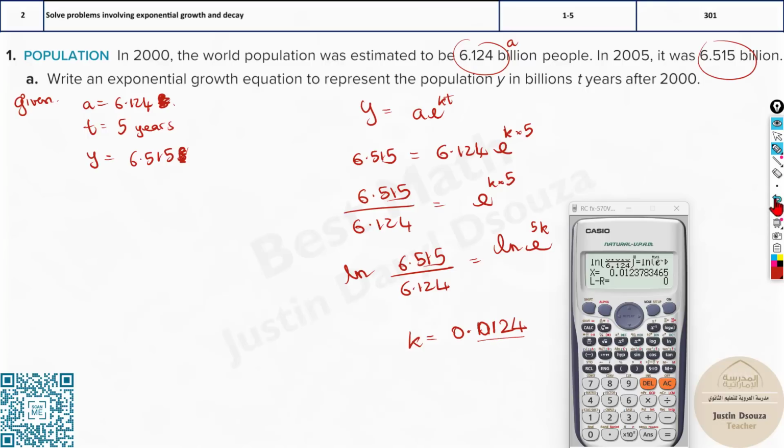You can take even 5 or 6. Don't go more than 6. No one takes more than 6. So this is the k value. Now I'll just show you, even if you put this equation entirely in the calculator, you'll get the answer.